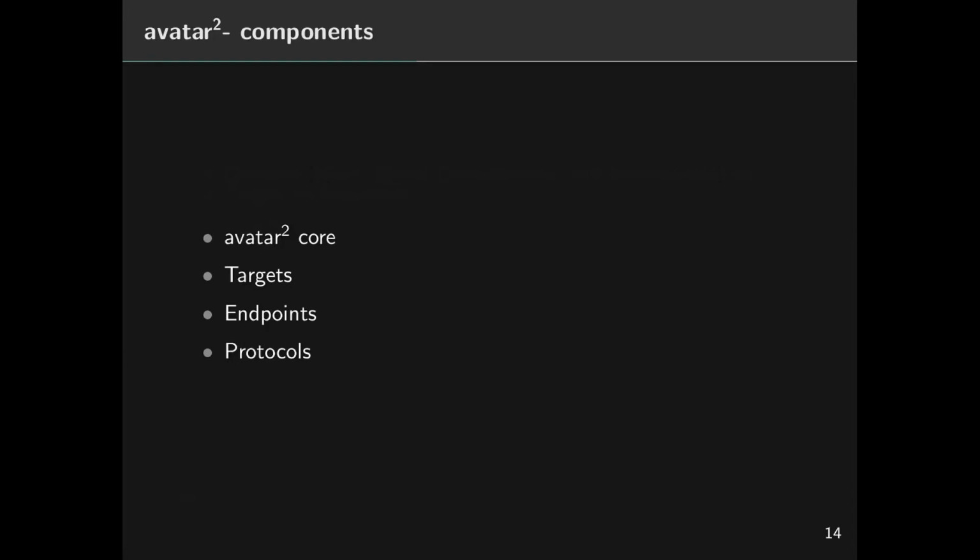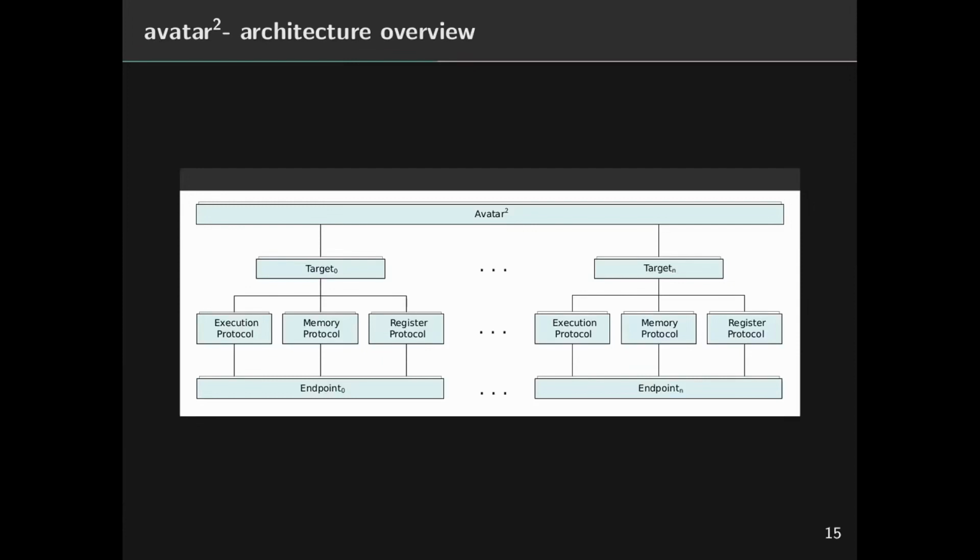They are interconnected by an additional layer of so-called protocols, which we can also see here in this picture, where we have the Avatar2 core at the top, which defines and orchestrates a set of targets, which all talk via execution protocol, memory protocol, and register protocol to the distinct endpoints. So the question is, why did we add the abstraction for protocols?